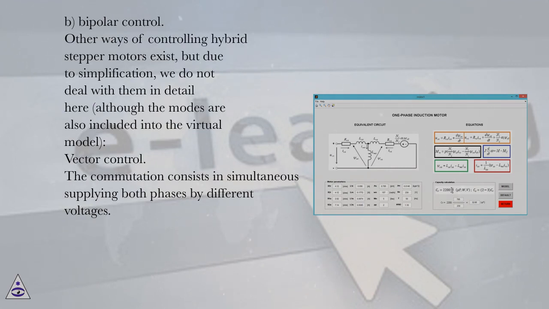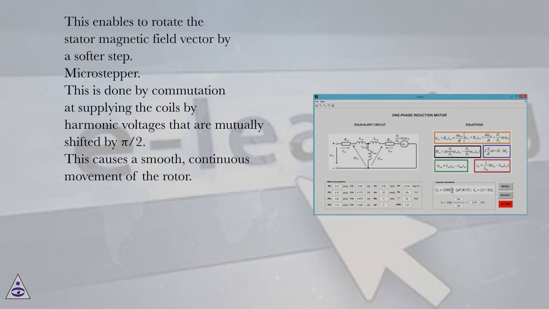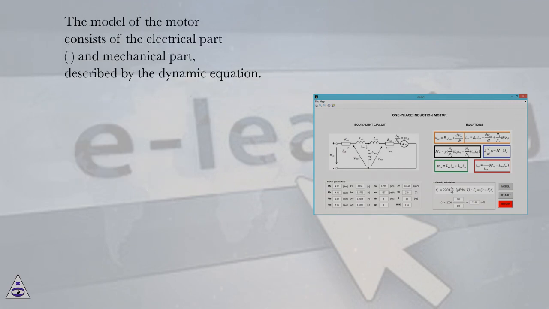Other ways of controlling hybrid stepper motors exist, but for simplification, we do not deal with them in detail here, although the modes are also included in the virtual model. Vector control. The commutation consists in simultaneously supplying both phases with different voltages. This enables rotating the stator magnetic field vector by a softer step. Microstepping. This is done by commutation when supplying the coils with harmonic voltages that are mutually shifted by pi/2. This causes a smooth, continuous movement of the rotor. The model of the motor consists of the electrical part and the mechanical part, described by the dynamic equation.